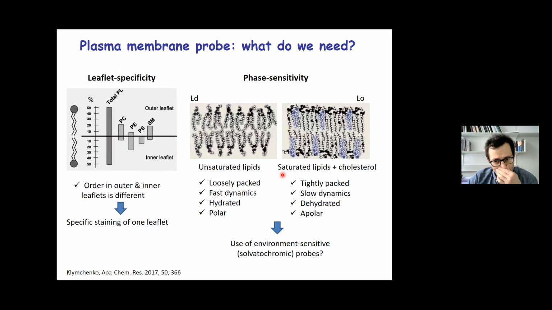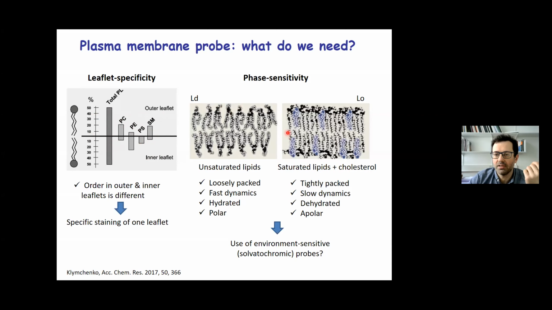Okay, so let's come back to this heterogeneity and the lipid organization of membranes. So you have two types of heterogeneity. On one hand, you have the lateral heterogeneity, which I already mentioned, and then you have also interleaflet or transmembrane heterogeneity, where the outer leaflet is rather rich in phosphatidylcholine, and then the inner leaflet is rather phosphatidylethanolamine and phosphatidylserine. So it is very important that the probe is located at a given leaflet.